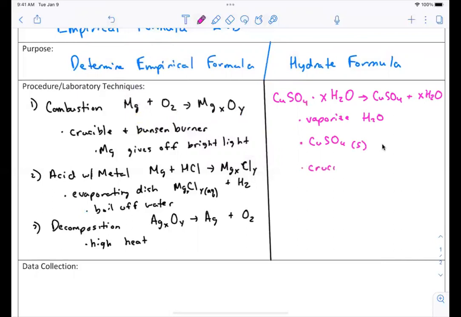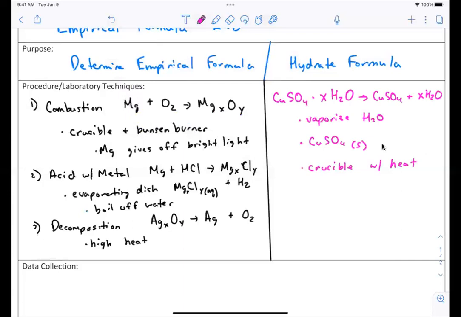And generally you do it in a crucible with heat. So you're just trying to get to the point where the water boils off, but the copper sulfate doesn't. The other compound doesn't. There is usually a big difference between the boiling points. So as long as you're using a Bunsen burner or even a hot plate, you should be able to boil the water off without boiling off any other compound.